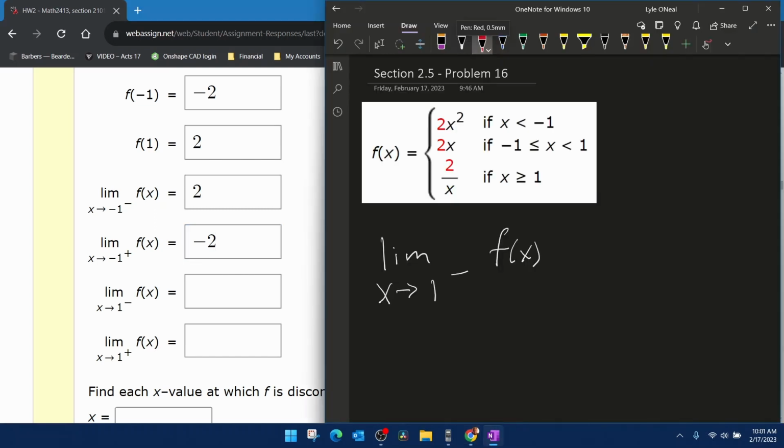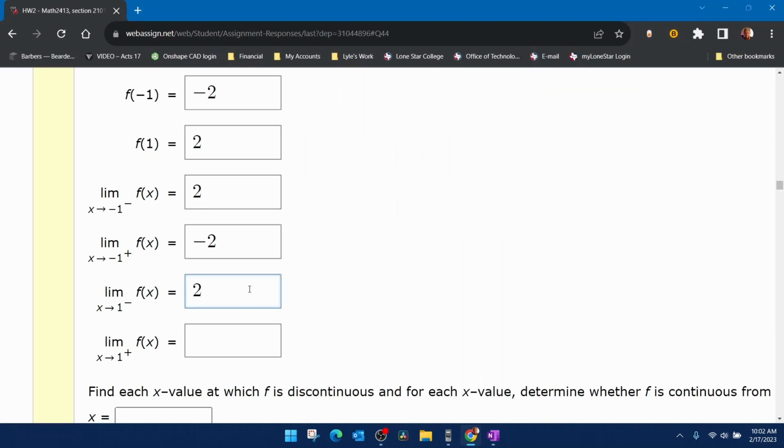Next part, they want us to find the limit as x approaches 1 from the left. Again, that means we're coming in towards 1 from numbers that are a little bit smaller than 1. In other words, numbers that are less than 1. And again, that indicates we're going to be looking at this piece of the function. And again, since that's polynomial, we can do direct substitution to evaluate this limit. Replacing x with 1 tells us the limit will be 2. And then we can put that into our WebAssign.